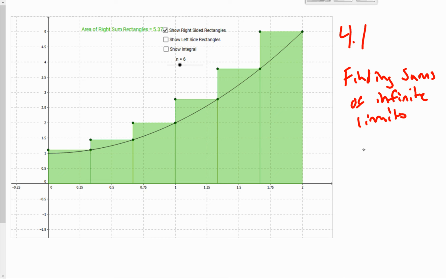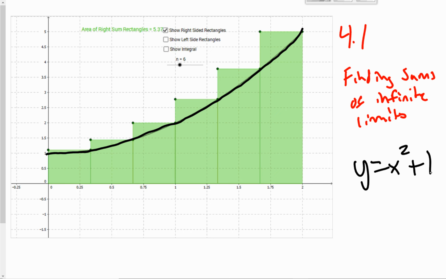In 4.1, we're looking at finding sums of infinite limits. We saw from the last video, just looking at the area underneath the curve here. So we've got this curve, y equals x squared plus 1. That's the equation here. Before, we did left-handed and right-handed, based on how many rectangles we have.